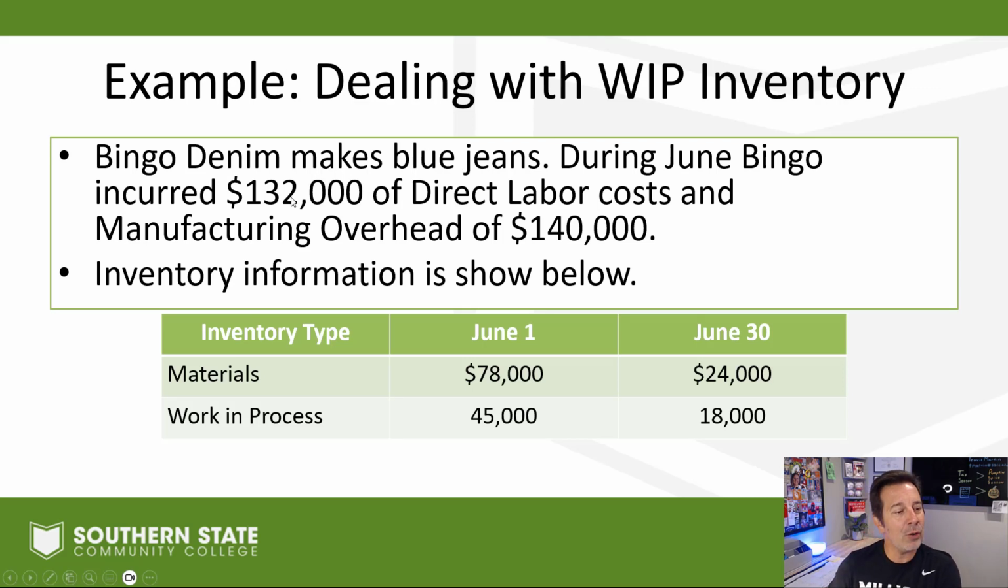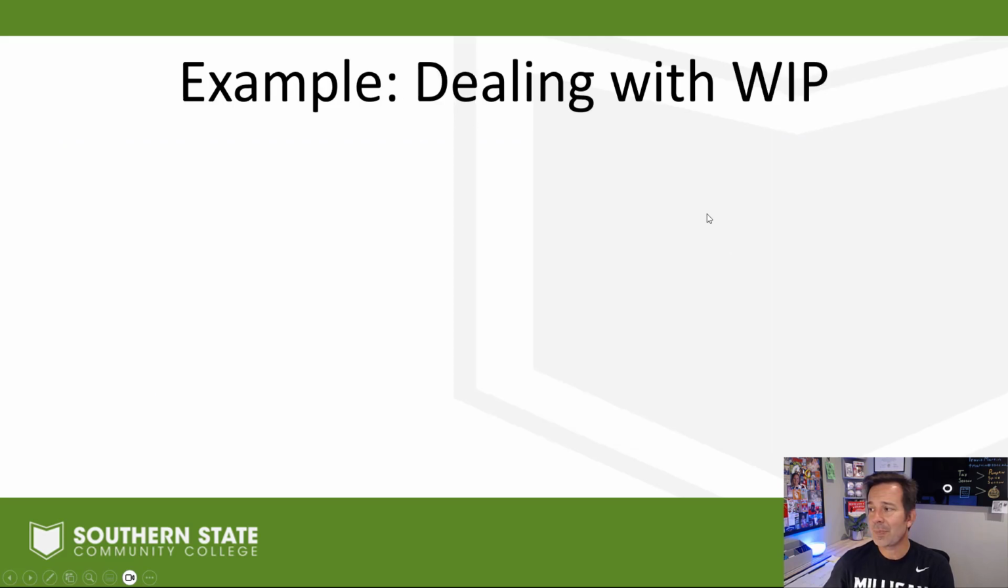During June, Bingo incurred $132,000 of direct labor and $140,000 of manufacturing overhead. You see their beginning and ending materials inventory that we just looked at. We also see beginning and ending work in process. We're going to need that beginning and ending work in process along with our manufacturing cost. We've got a couple of components of that right there.